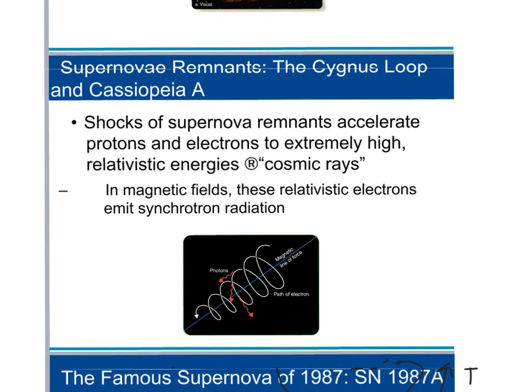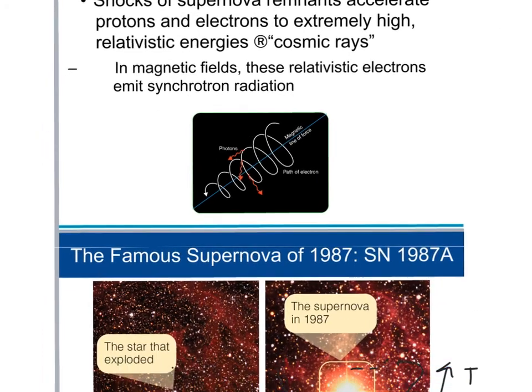So supernova remnants, again, we have the Cygnus Loop and Cassiopeia. They're pretty popular images in the night sky. In this case, shocks of supernova remnants accelerate protons and electrons to really high energies, and those really high energies mean that they're traveling really fast. That's what's termed a cosmic ray. And when those rays are traveling in a magnetic field, those electrons are going to rotate. They're going to be bounced all around, and we see that spiral nature shown in the picture here.